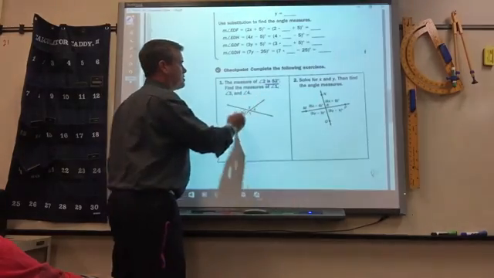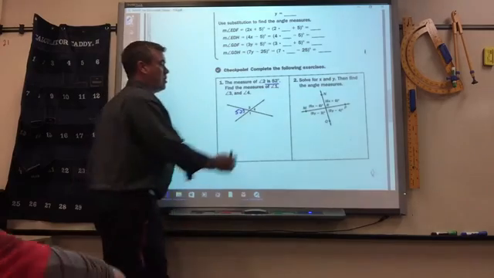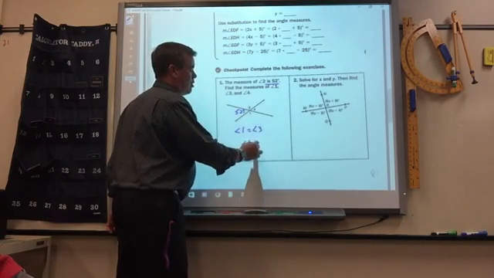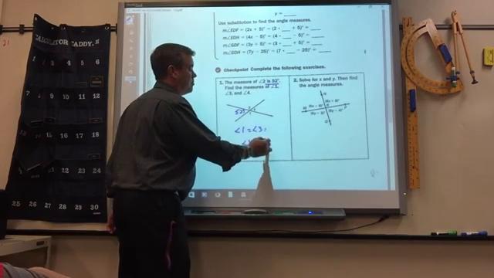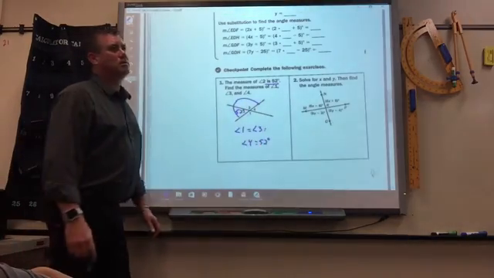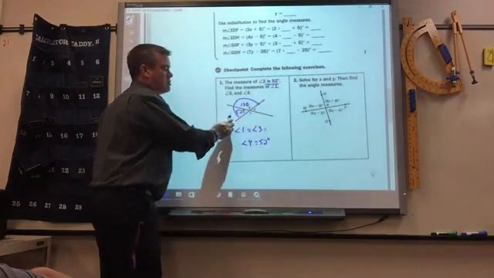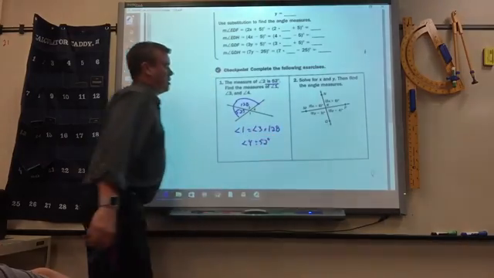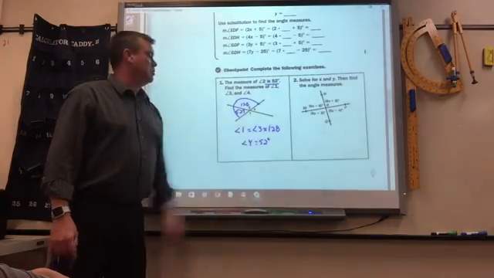If angle 2 is 52, find the rest of them. Angle 1 equals angle 3, and angle 4 equals angle 2, which is 52, right? Yep. So then 3 would have to be 128, right? Just take 180 minus 52. So you could just write it this way: 1 equals 3 equals 128, angle 4 equals 52.